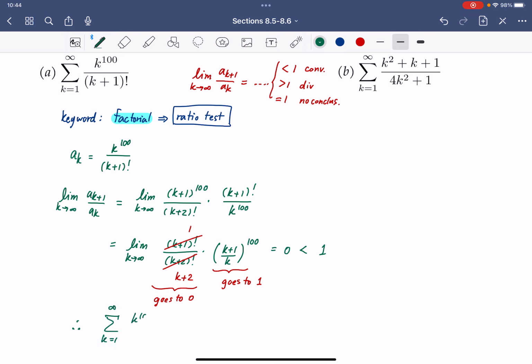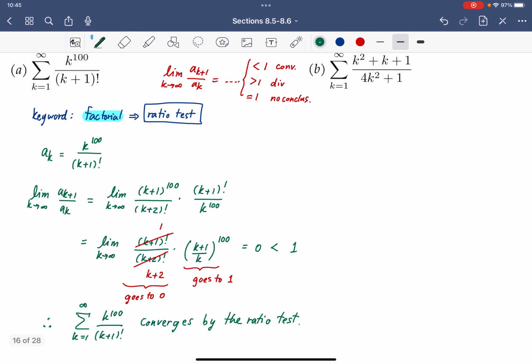So the series here is convergent. This is by the ratio test. So the ratio test is going to be on your midterm exam, but not on your exam this coming Wednesday. It's going to be on the midterm exam, but the key idea is factorial. You use the ratio test. It's going to be for sure one question where I put factorial on the midterm exam, and then you have to use the ratio test.